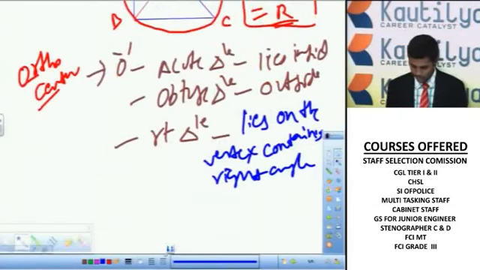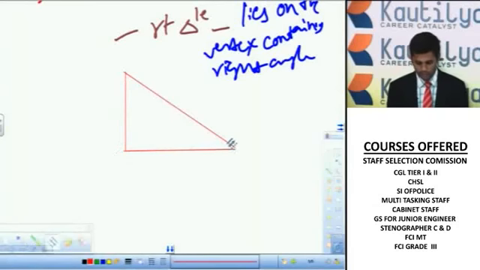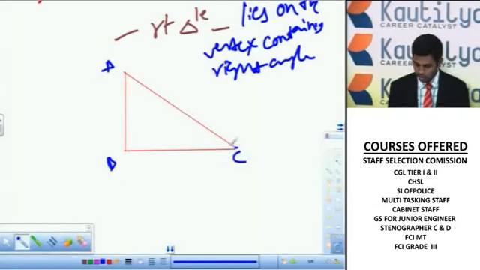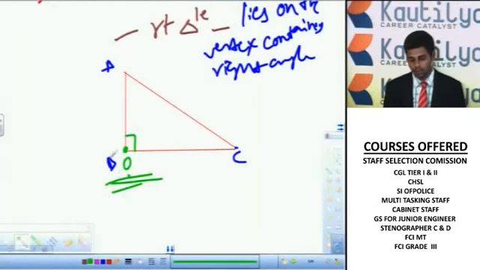That is, if this is the right angle triangle with the right angle at vertex B, then the orthocenter O is lying at this particular point. So the orthocenter in a right angle triangle lies at the vertex containing 90 degrees. That is also one important point.